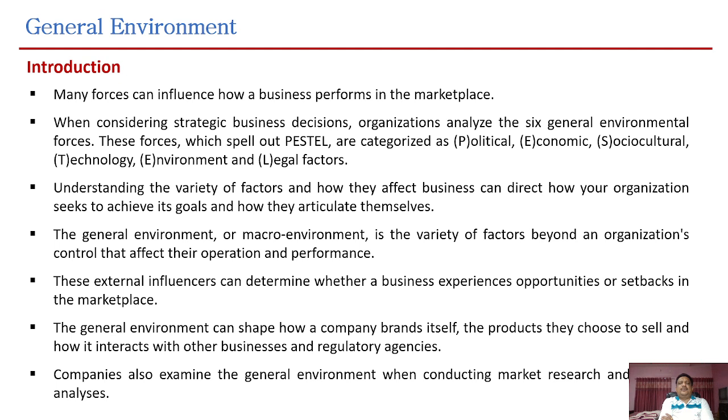Understanding this variety of factors and how they affect a business can direct how your organization seeks to achieve its goals and how it articulates itself. These are the six factors we have to observe closely, and according to that we have to plan and make decisions so that we can improve our business.